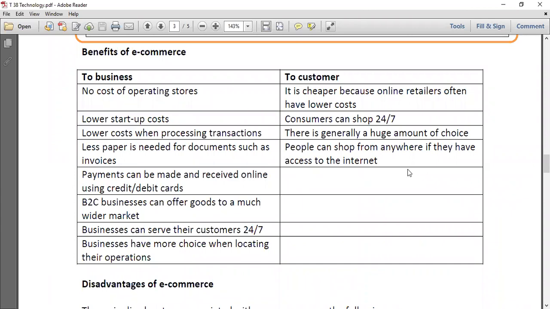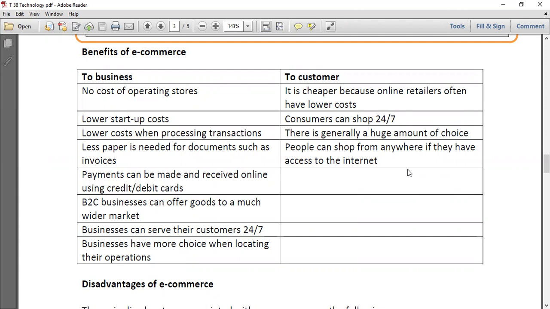So therefore, no location barrier, no transportation costs. Sometimes home delivery is very flexible, right? Sometimes cash on delivery methods are available, and some people are reluctant to go out. Sometimes people with disabilities can also shop online, right?